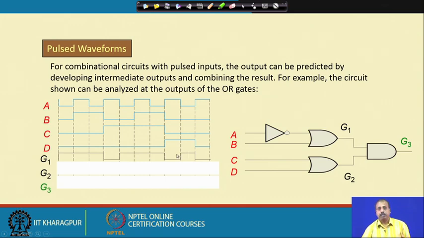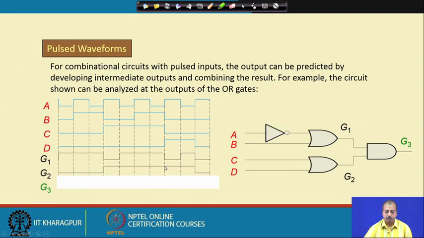So, in this way from this logic circuit, we can draw the diagram for G1. Similarly, for G2, G2 is basically OR of C and D. So, whenever C or D, either of them, is equal to 1, G2 output will be equal to 1, otherwise it is 0. C is 1 for this much time, so accordingly G2 is 1 for this much time, and then after that say D has become 1.